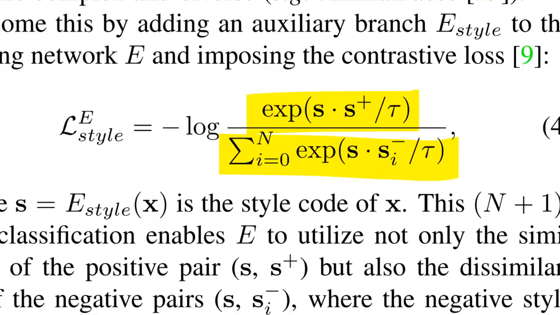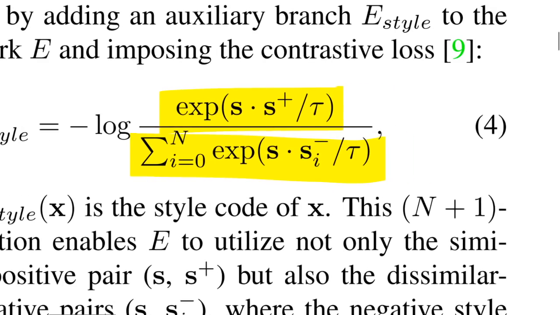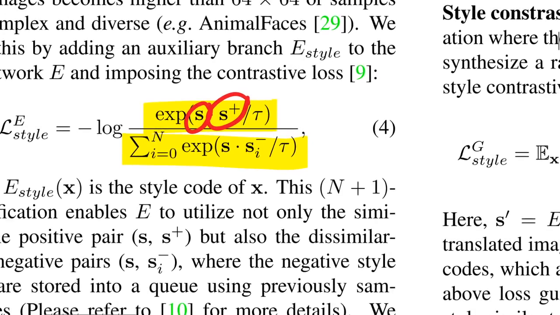Now the bottom part, this here, these are the others. These are the other images. And what are the individual quantities? So S is the style code of the image you're considering right now. S plus, you could have already guessed it, is the style code of the augmented image, right? So we had our image X. Let's go again with X1, X2, X3 are different images.